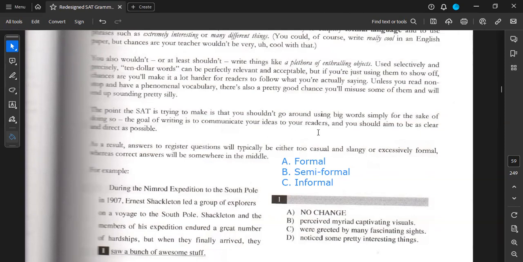Anyway, "notice some pretty interesting things": I think that's very casual, right? Like, oh, it was a pretty cool day. It was a pretty chill day. You know what I mean? That's kind of what it's giving. And C is a moderately semi-formal, moderately formal tone. So the correct answer is actually C. And for that reason, is everyone okay with this?